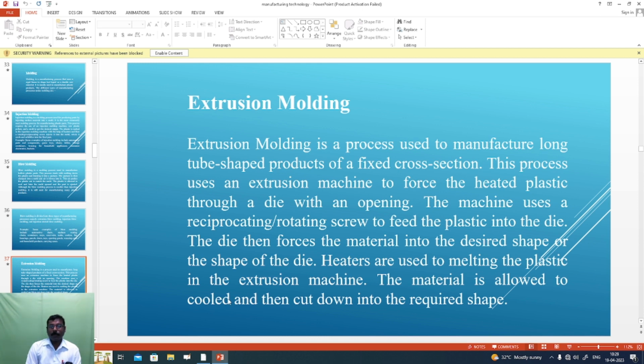The die then forces the material into the desired shape, the shape of the die. Heaters are used to melt the plastic in the extrusion machine. The material is allowed to cool and then cut down into the required shape.